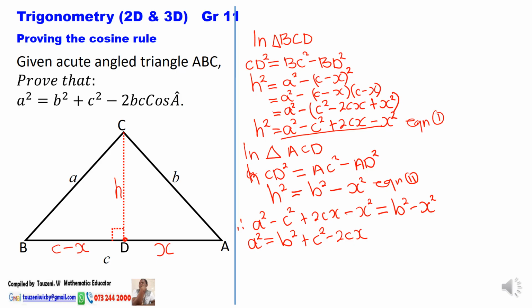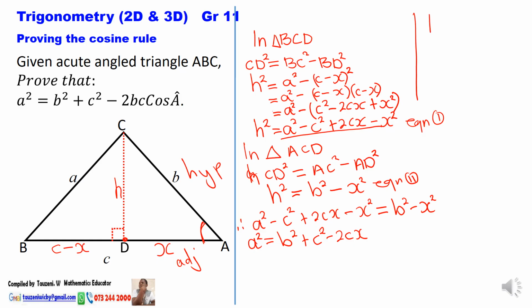The next thing we need to do is to remove x from this expression so that we can complete our proof. So where is x? X is found in triangle ACD. If you look at triangle ACD, referring to angle A, x is the adjacent side of that triangle, and we have the hypotenuse there, which is b. So adjacent and hypotenuse means cos.